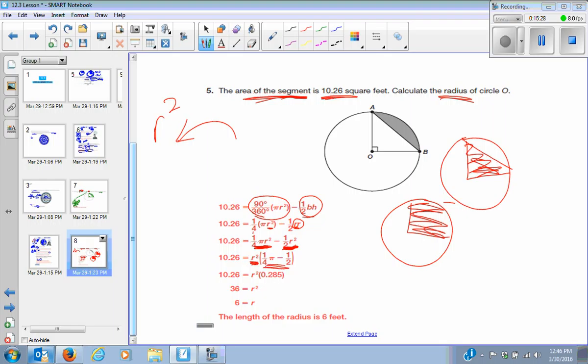They then take a calculator and make that become that. They just put 1/4 pi, so pi, and then 3.14 divided by 4, get an answer, minus 0.5, and then you get this. Now I'm left with r squared times this equals this. I then divide by 0.285, divide by 0.285, and then they get around 36. You square root both sides, and you get r equals 6 again. 6 just seems to be a common answer.